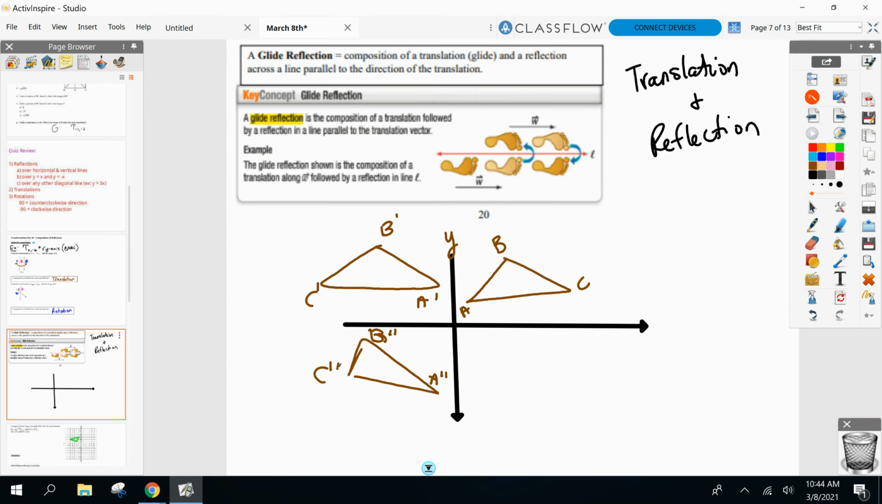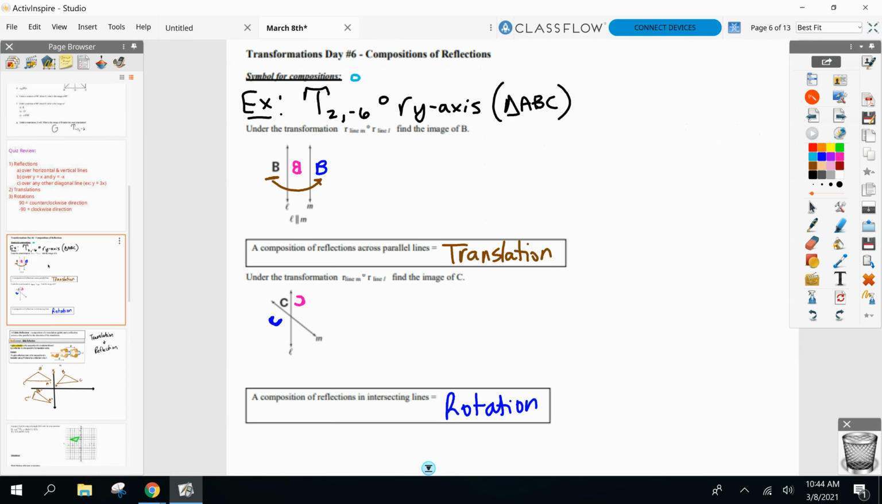Oh, you guys are so lucky this year because we'd be taking a trip out to the hallway and I'd lay down a strip of tape and everyone would be doing the glide reflection out there. All right, lucky this year. Questions? Glide reflection, translation and a reflection, but the slide has to be parallel to the line you reflect over. So those are our three special types of compositions.